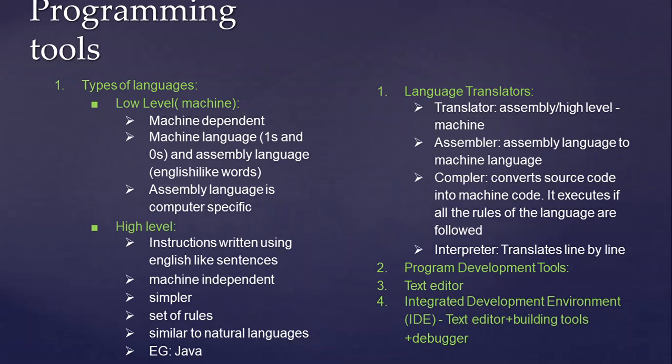Language translators: an assembler converts assembly language to machine language, whereas a compiler converts the source code into machine code, and the interpreter translates the code line by line, whereas the compiler compiles the entire code and then runs it together. We have program development tools, text editors, and IDE, also called integrated development environment.